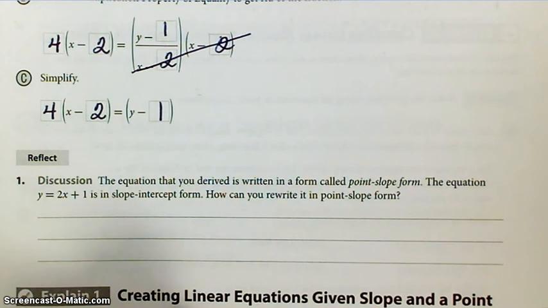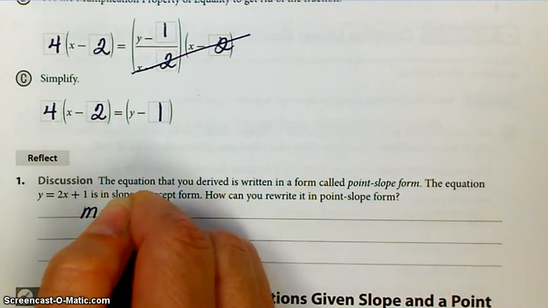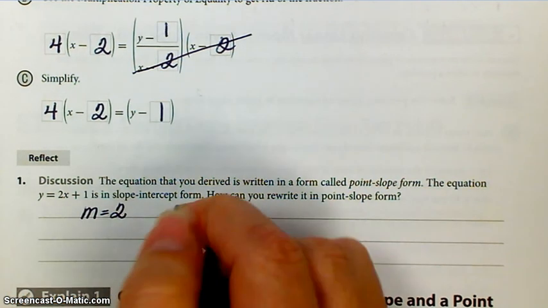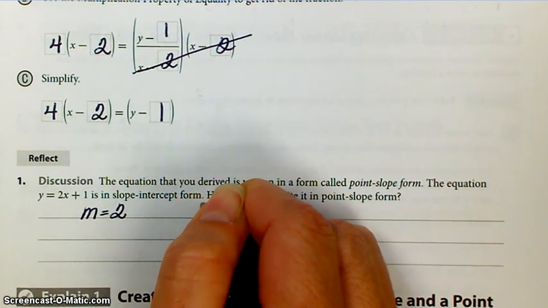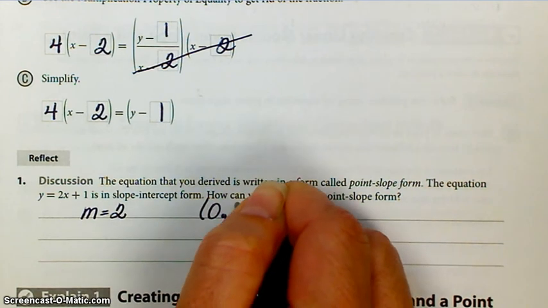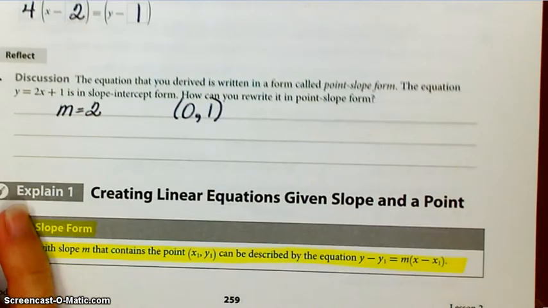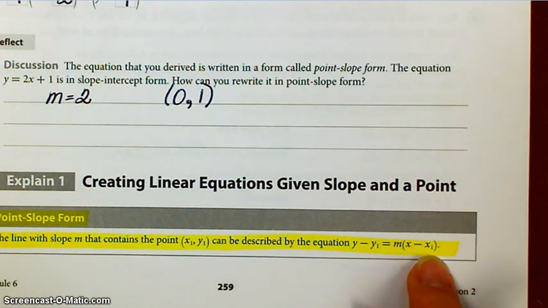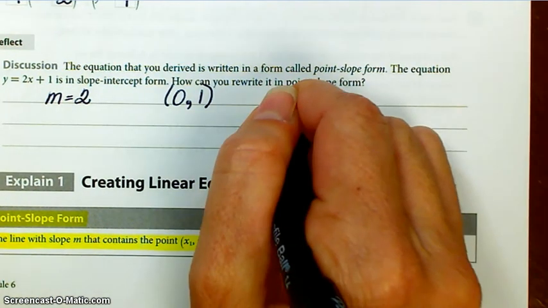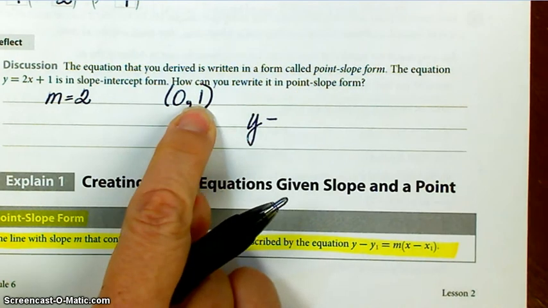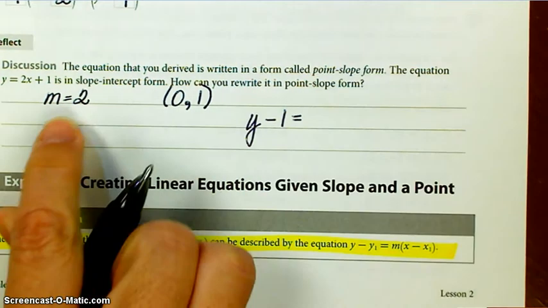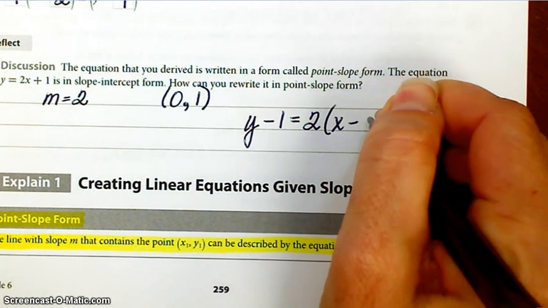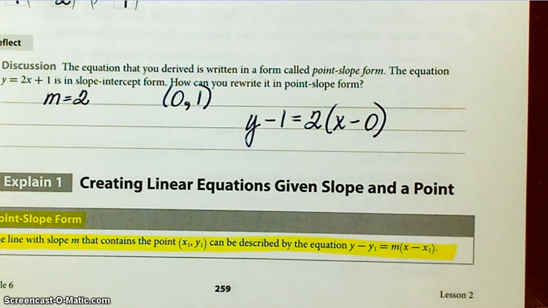All right, from the slope-intercept form, I know that my slope is 2, and I know that 1 is the y-intercept. The ordered pair for my y-intercept is (0, 1). So I can take those two pieces of information and plug them into this point-slope form. Okay, y minus y1 equals m times (x minus x1).